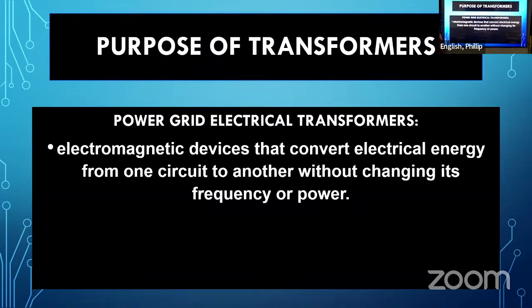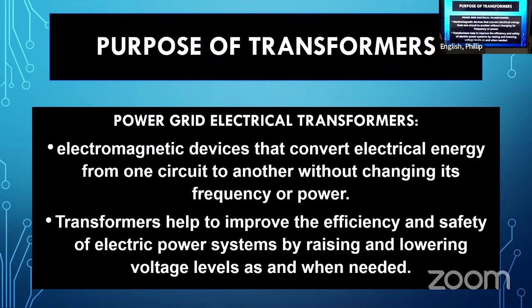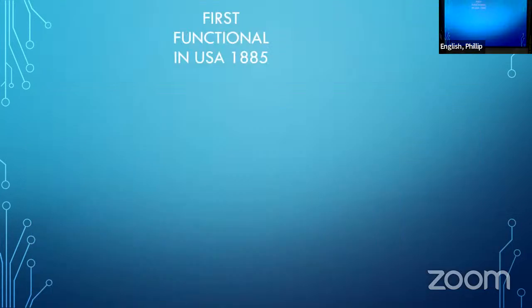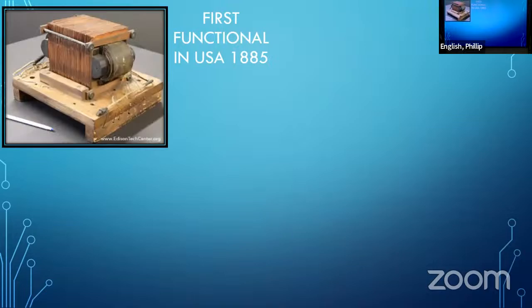Power grid electrical transformers are electromagnetic devices that convert electrical energy from one circuit to another without changing its frequency or power. Transformers help to improve the efficiency and safety of electrical power systems by raising and lowering voltage levels as and when needed. Transformers first became functional in the United States in 1885. That was the first one.